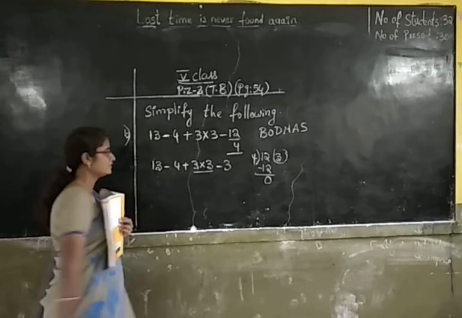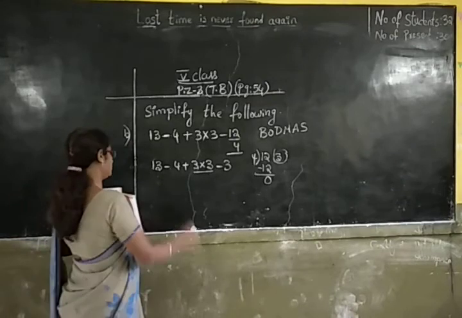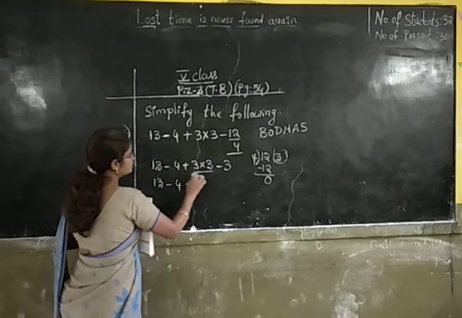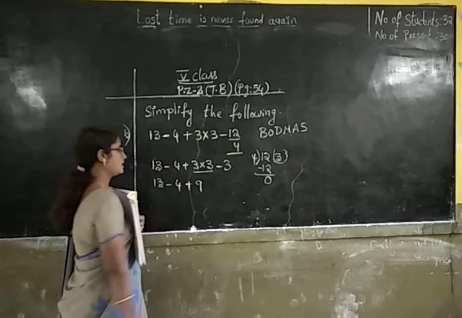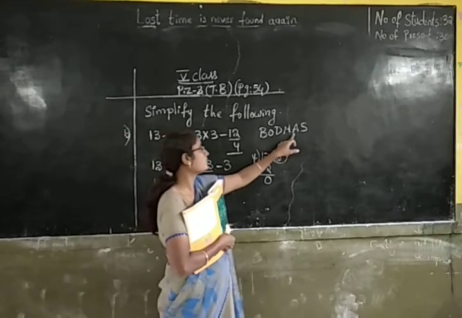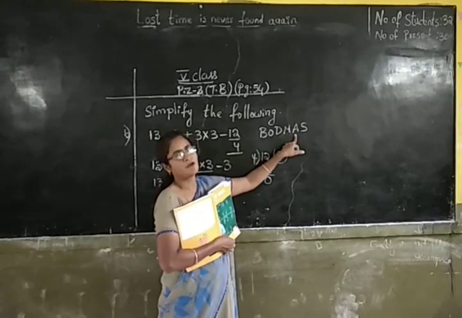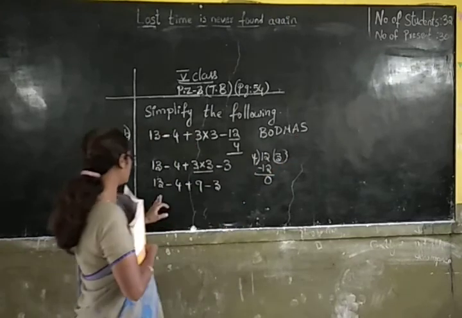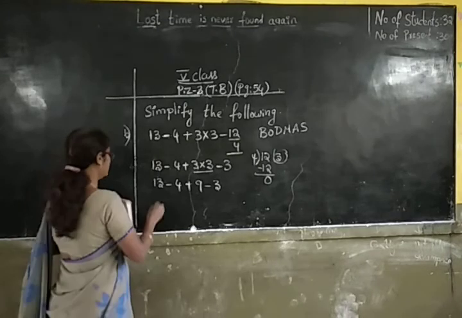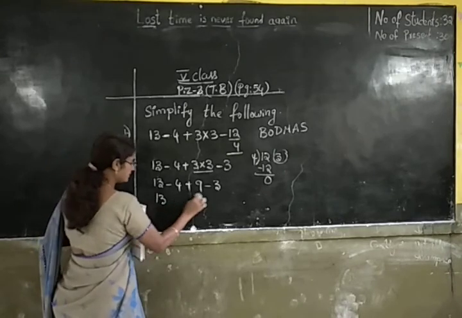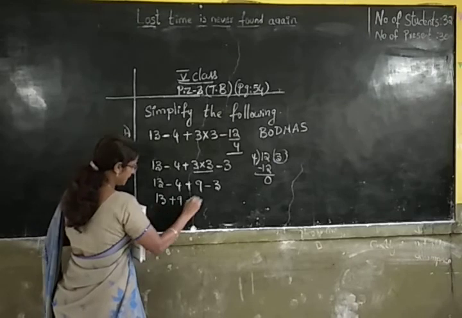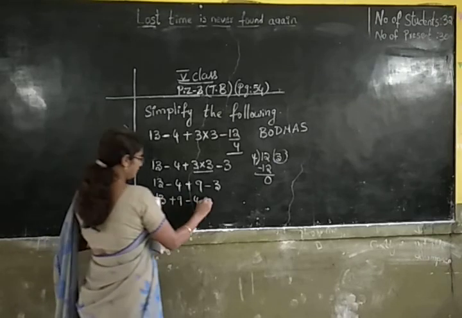So after division, you have to do the multiplication. So 13 minus 4 plus 3 3s are how much? 3 3s are 9 minus 3. So after multiplication, what is the next operation you have to do? You have to do the addition. So let us rearrange the numbers which have the addition symbol. So 13 plus this number 9 has the addition symbol. So 13 plus 9 minus 4 minus 3.